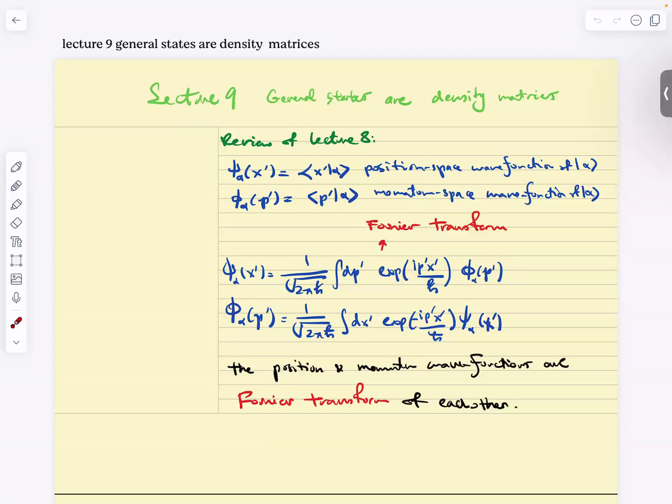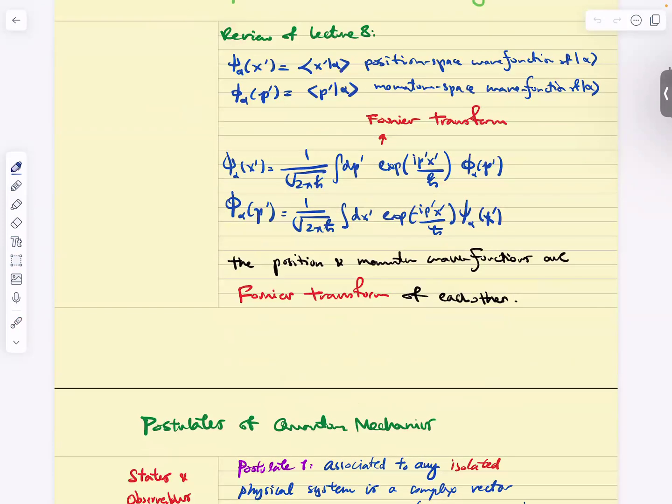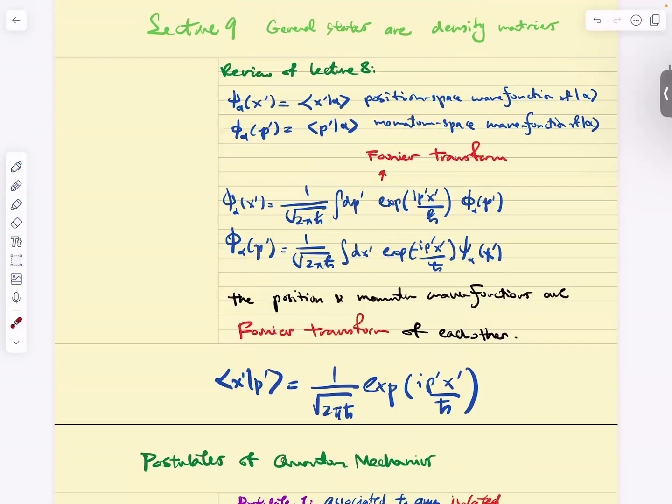All right. Then we related these two pictures, position space and momentum space wave functions. And we said they're the Fourier transform and inverse Fourier transform of each other. And in that story, what played an important role was the observation or the derivation that this overlap is e to the power of i p prime x prime over h bar, times 1 over square root 2 pi h bar. This was a crucial piece of the derivation, the argument. Any questions?